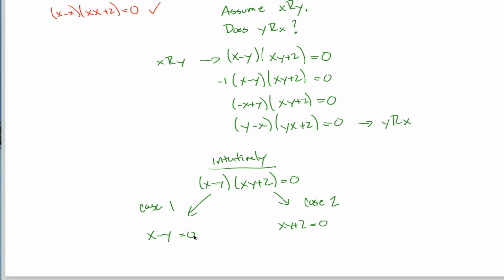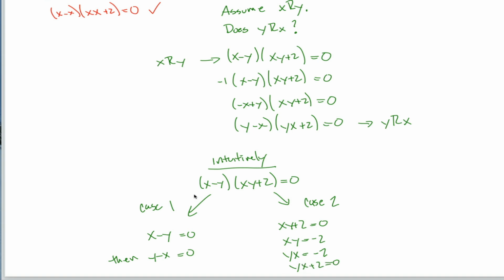If x - y equals 0, well then clearly y - x equals 0. Because the only way you can subtract numbers and get 0 as the answer is if these two are the same number. So under case 1, we would have y related to x. What about under case 2? Well, if xy + 2 equals 0, then xy is equal to -2. So yx is equal to -2. So yx + 2 is equal to 0. We'd have an arrow from y back to x.